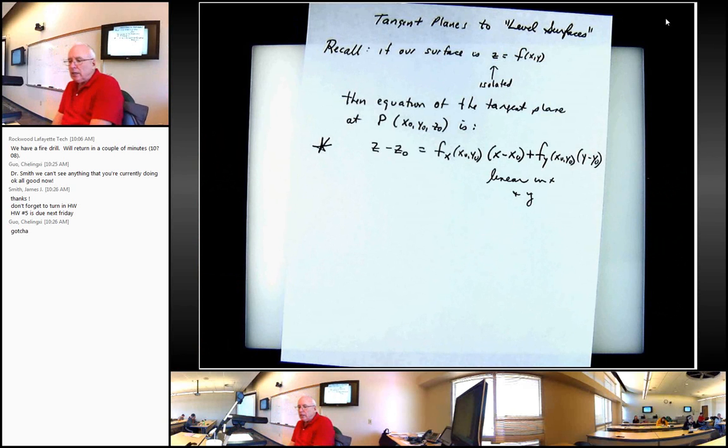That's if we have a surface that's defined like that. However, life isn't always so easy where we have surfaces that are nicely defined where z is all by itself on one side.